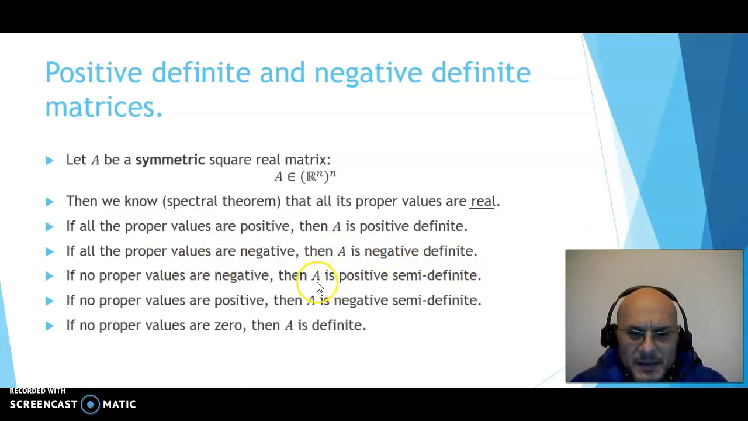Now, A is positive semi-definite. It means that no proper value is negative. Some could be 0, some could be positive, perhaps they are all positive or 0, but none of them is negative. And negative semi-definite means that none of the proper values are positive. Finally, if no proper values are 0, then A is indefinite. Perhaps some are negative, some are positive.